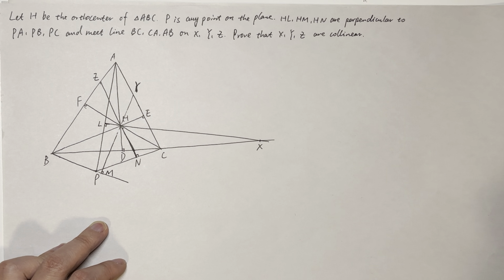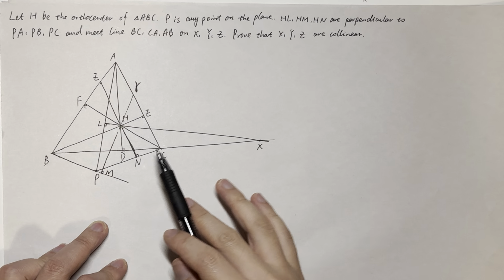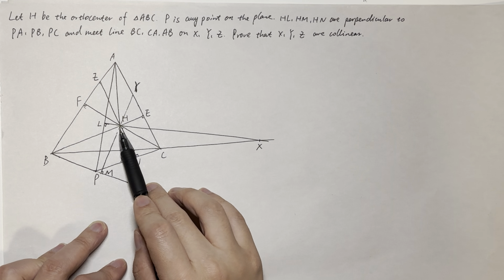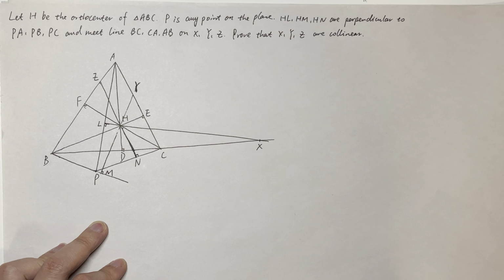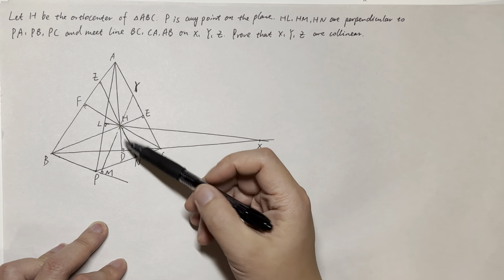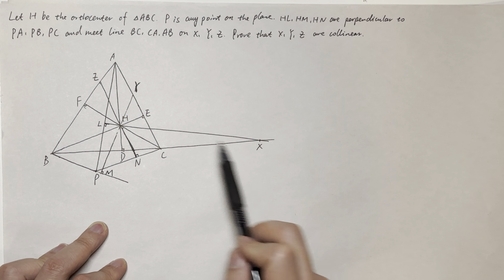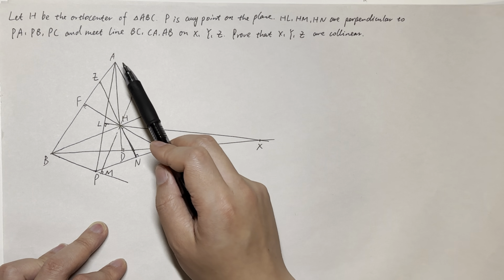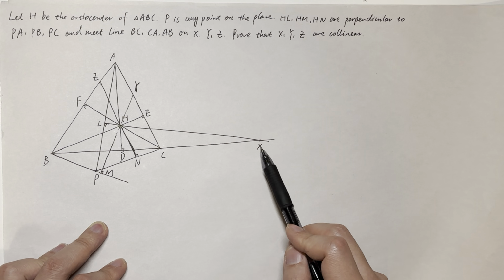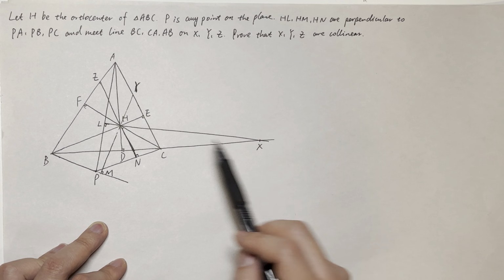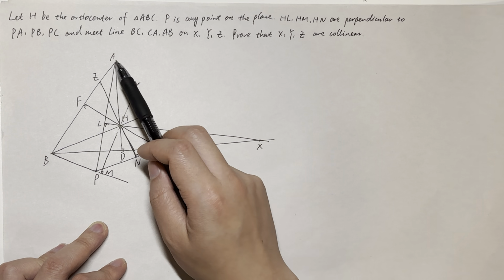So just look at the figure. We have the feeling that almost all the lines are associated with the point H, which means that H should be the key factor, the breakpoint of this problem. What we can learn from this is that because angle ALX equals angle ADX, that means A, L, D, X are cyclic, right?